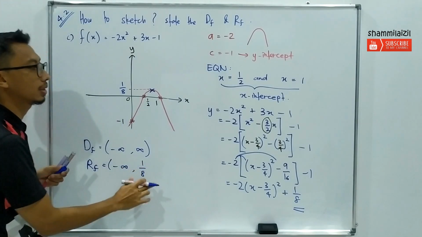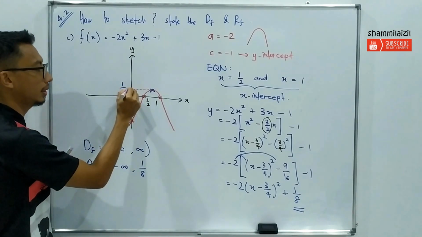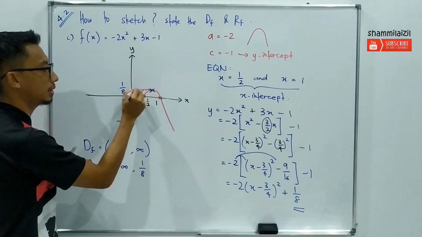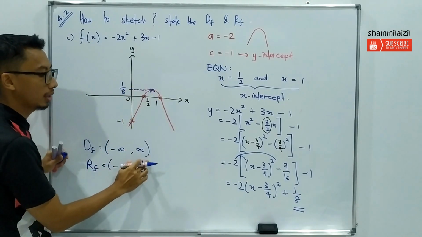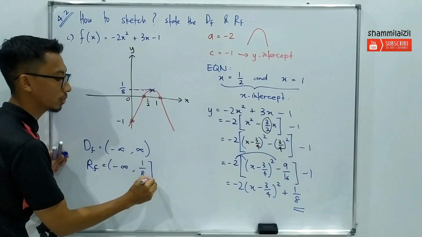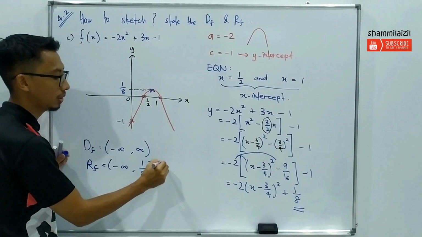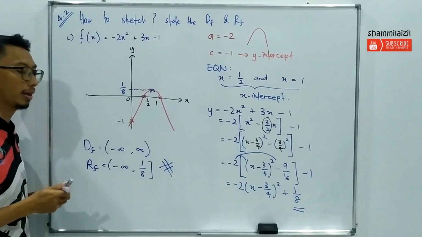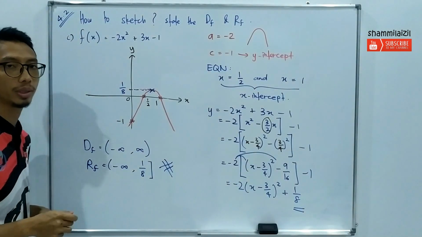But be careful guys. It touches 1 over 8. It touches it. So you cannot make it an open bracket. You need to make it a close bracket instead. So this is the answer of domain and range for the quadratic function.